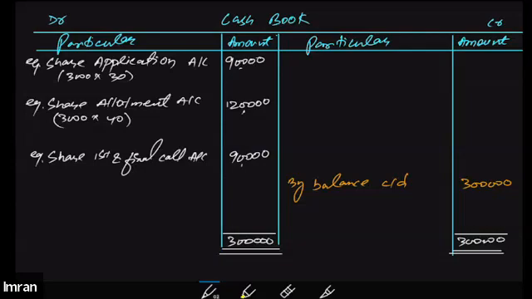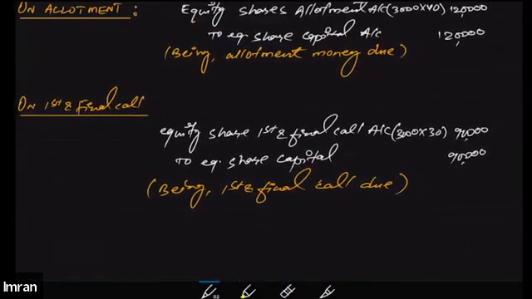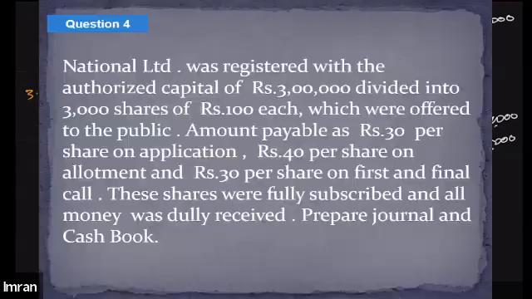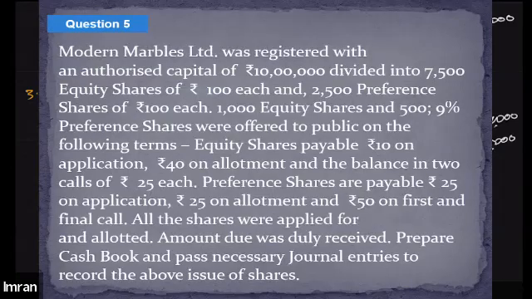Can you show the first and final call? Yeah, this is the journal entry for the same. I hope it is clear, all of you. If anybody has any doubt, please let me know. Otherwise, we'll move to the next question. Everything is clear? Okay. So this was all about question number 4. Now let's move to the next question, which is question number 5.